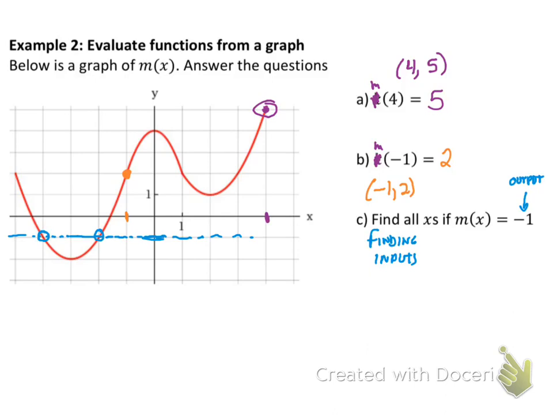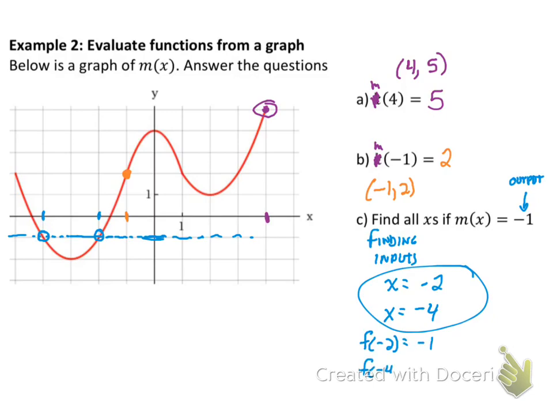So find all the x's that give you an output of -1. Well, the first x value is going to be right there, which is -2. And the second x value is going to be right there, which is -4. Okay, so this means that m of -2 equals -1, and m of -4 equals -1. Those are 2 inputs that give you the same output of -1.